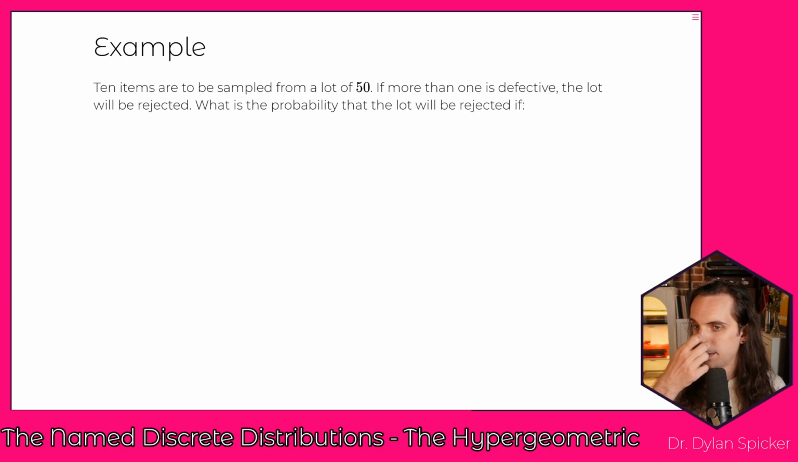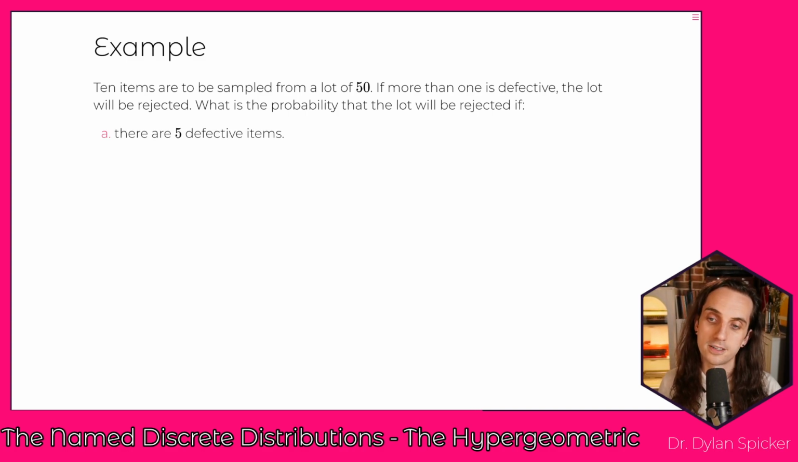Okay. Now, second example here, we are going to select 10 items from a lot of 50 of them. If more than one of those is found defective, then the entire lot is going to be rejected. So what's the probability that our lot is going to be rejected, and we'll think about some different scenarios here, if there are 5 defective items?